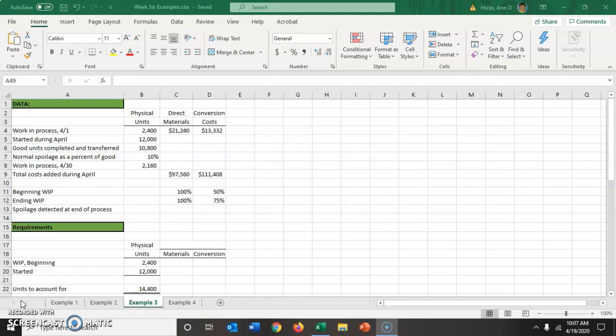we're going to assume that although we may have worked on 12,000 units during the month, we had some spoilage and we were unable to complete and transfer out the entire amount. And so we need to account for that spoilage.